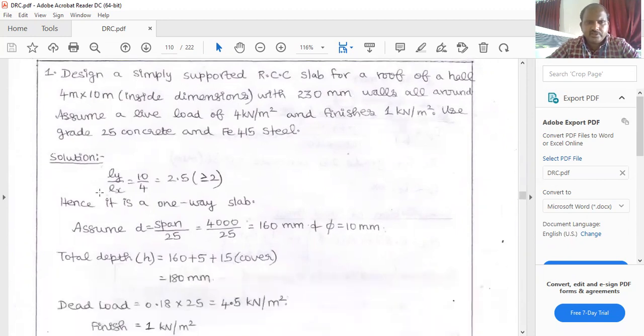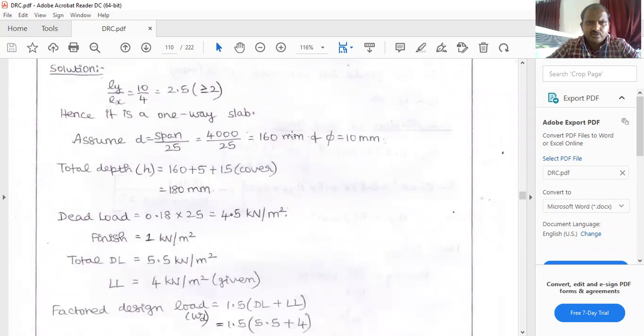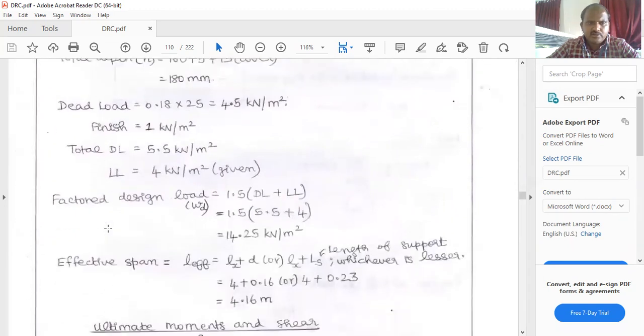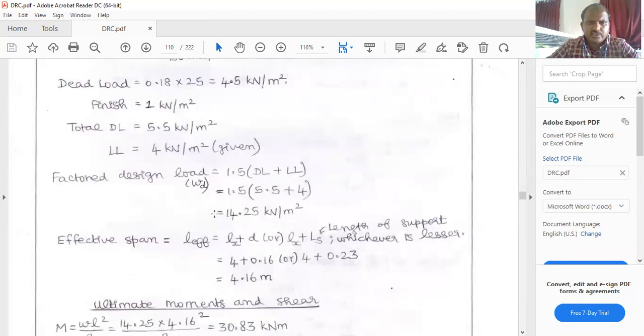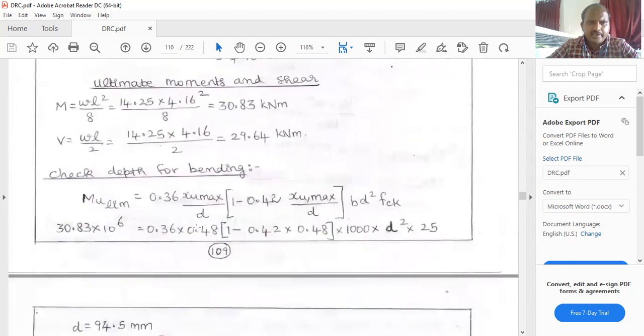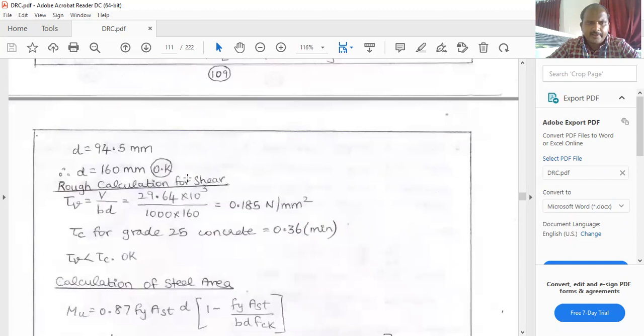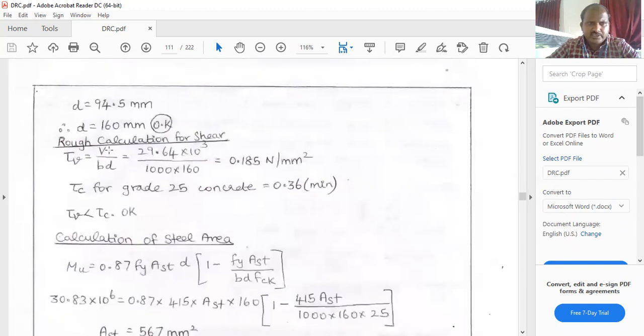First of all, we have to find out whether it is a one-way slab or a two-way slab. It is a one-way slab, and the D value is 160 mm. For total depth, we add the cover value, which gives 180 mm, and we find the total dead load and total load. Then the factored design load, effective span, ultimate moment and shear, and check the depth for bending. Once the depth check works, we proceed to the next step.